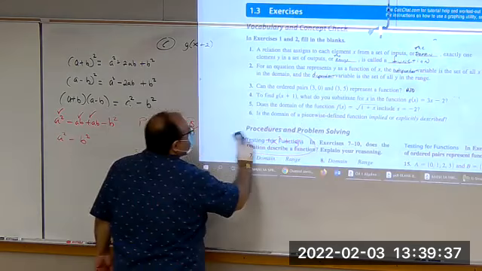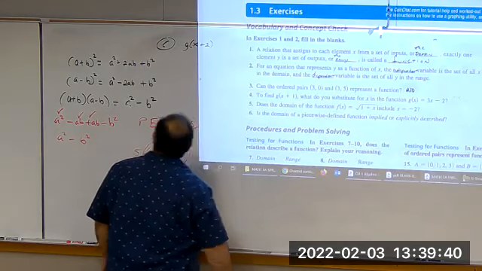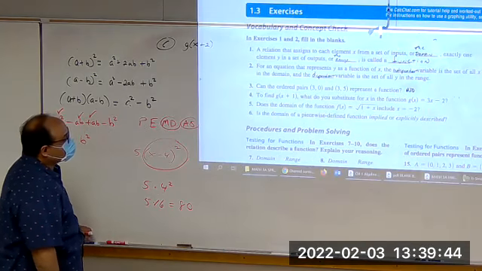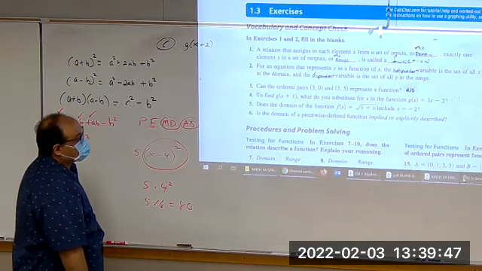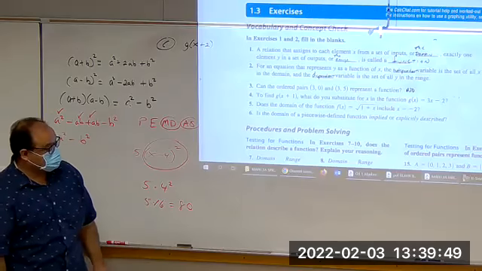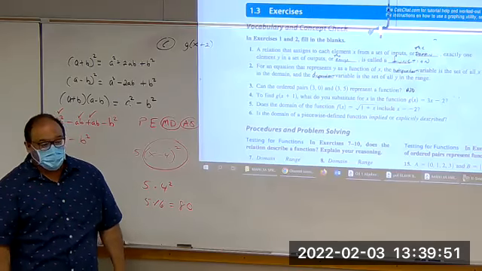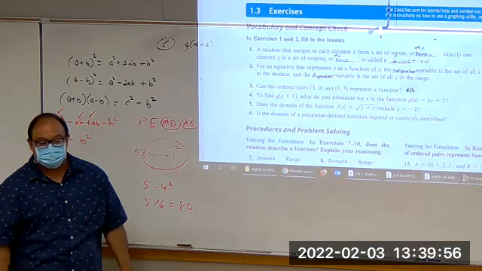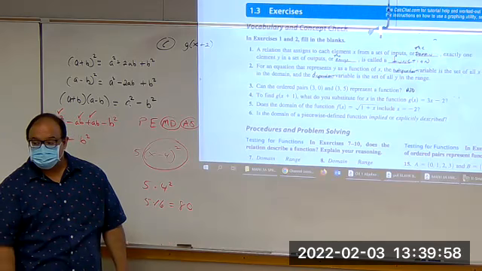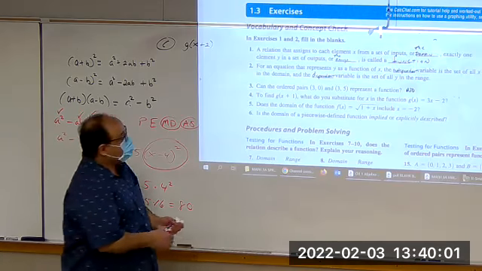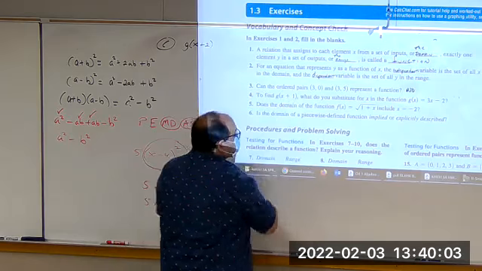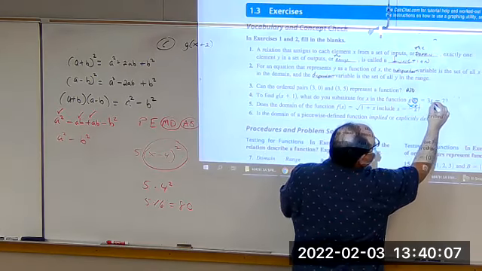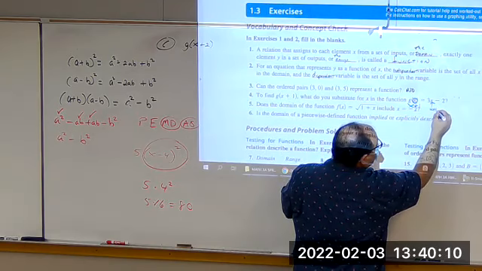Now number 4, to find g of x plus 1. Oh, we just did g of x plus 2. To find g of x plus 1, what do you substitute for x in the function g of x equals 3x minus 2? Substitute means plug in. What do I plug in for the x? X plus 1. If I want to figure out what g of x plus 1 is, then I'm going to replace this x with an x plus 1.